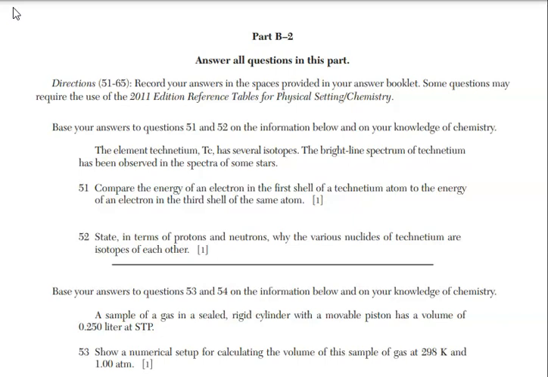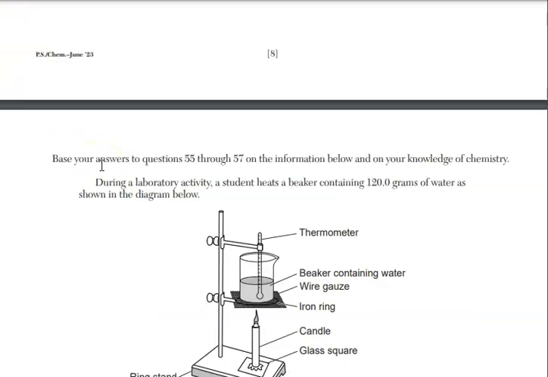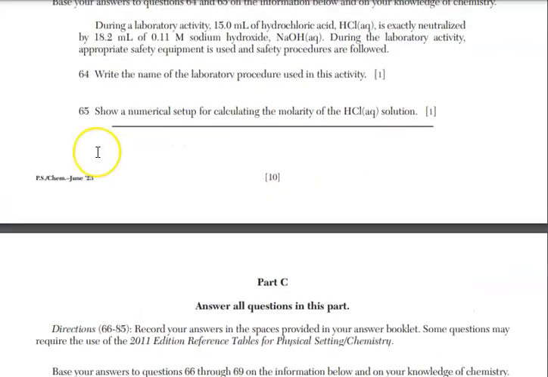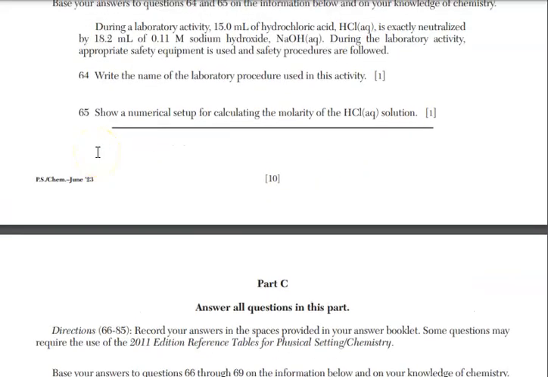Here we're looking at short answer questions. We're starting with question 51, and we are going all the way to question 65. These are short answer questions that you'll answer in a booklet when you take tests. The first 50 questions are all multiple choice, and then this is part of 35 short answer questions.